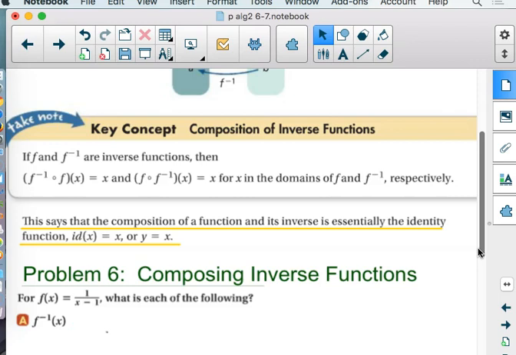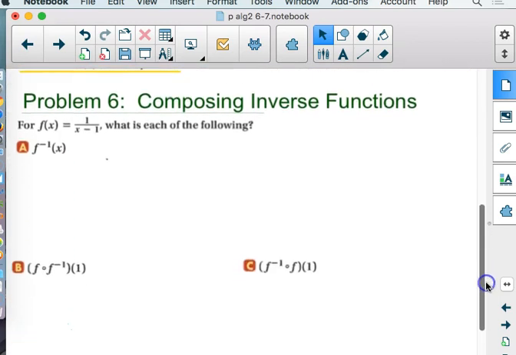And this says that the composition of a function and its inverse is essentially the identity function. Identity of x equals x or y equals x. So f and f inverse, if they're inverse functions, I like this. They're telling us what the answer should be. It's like knowing before you do the math what you're supposed to get. That's always helpful because then you know if you're right or not. So if we do the composition, we're supposed to get x. That's it. That's all that's supposed to be there when we're done. So let's check this out.